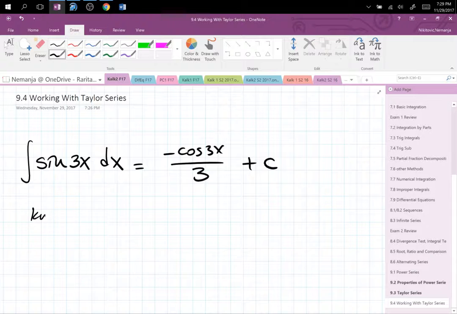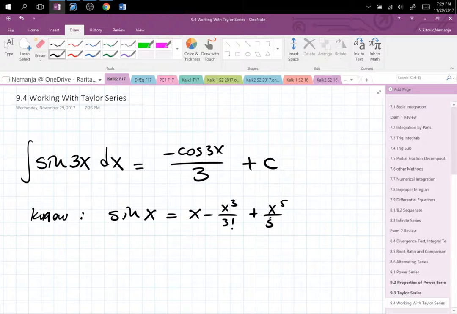So what do I know? I know that sine x expands as x minus x cubed over 3 factorial plus x to the 5 over 5 factorial. And since I'm working only 3 terms, I'm going to stop there. But I could have gone and said negative x to the 7 over 7 factorial and so on. But they're not asking me for sine of x.